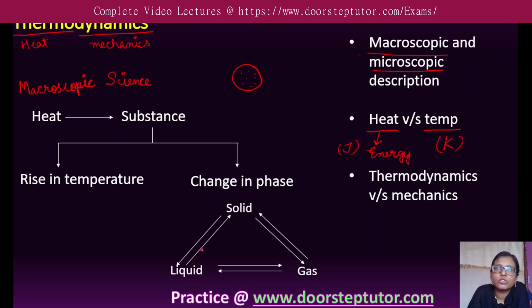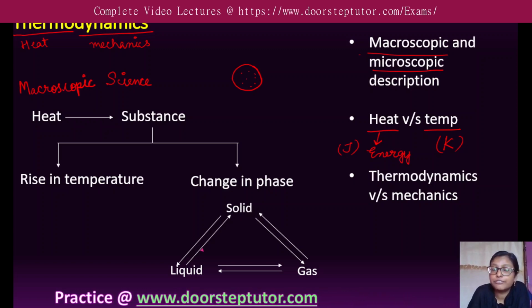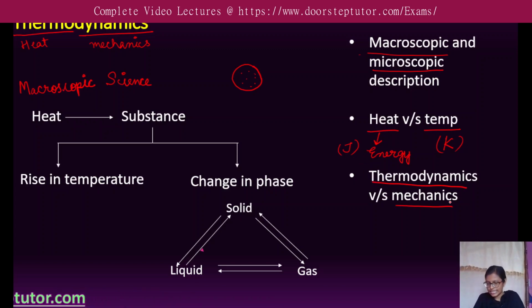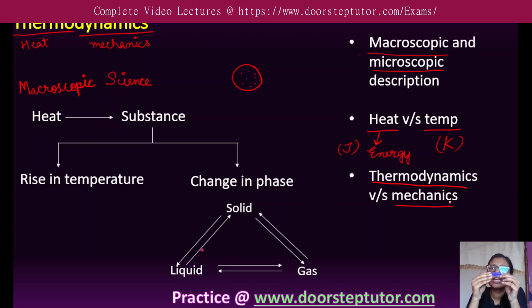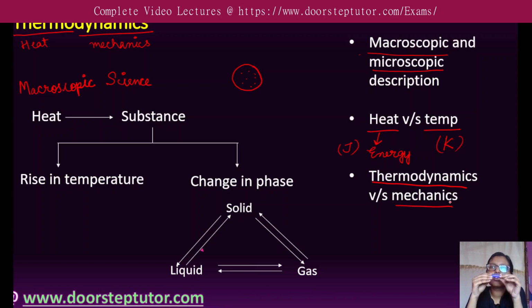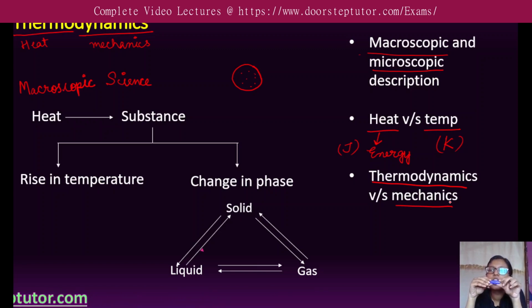So thermodynamics is also a type of mechanics, but what is the difference between thermodynamics and mechanics? Say, for example, we have a gun and we fire a bullet. So the kinetic energy of the bullet will change, right? And the motion of the whole body is changing. So the study of this motion is involved in mechanics.